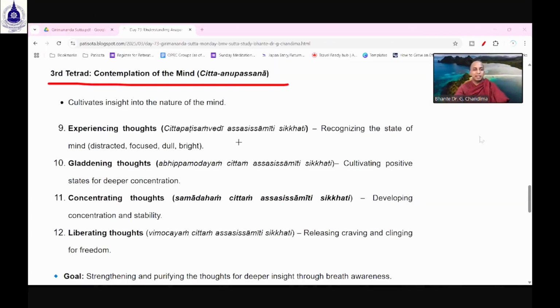Chitta patisamvedi assasissamiti sikkhati. And chitta patisamvedi, actually this part has to have passasissamiti too. That means you are taking the in breath, and passasissamiti, the out breath. So now what's happening when you come to this stage, if you really want to go to that level, you are experiencing actually the different types of thoughts.